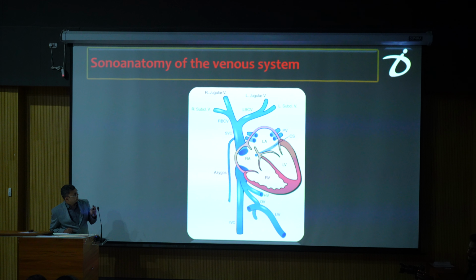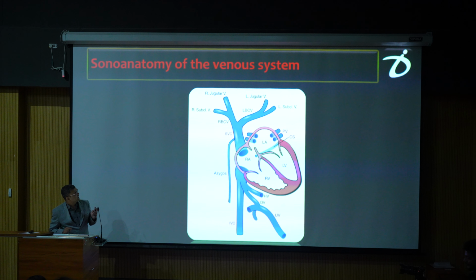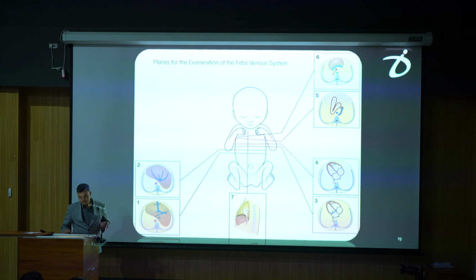The left brachiocephalic vein will join the right brachiocephalic vein, which will form the SVC, which will ultimately drain into the right atrium. Here in the portal system, we have the umbilical vein, which gives rise to the ductus venosus. We have hepatic veins and IVC, which form a subdiaphragmatic vestibule, and it is opening into the right atrium. We have one more vein from the abdomen, that is the azygous vein, which drains into the SVC.